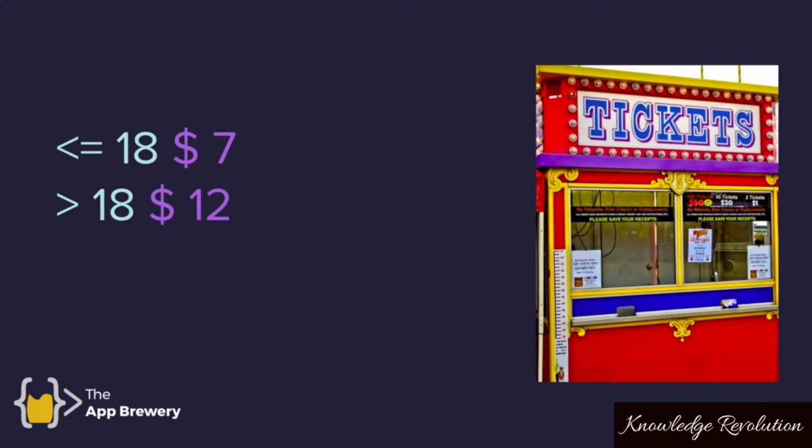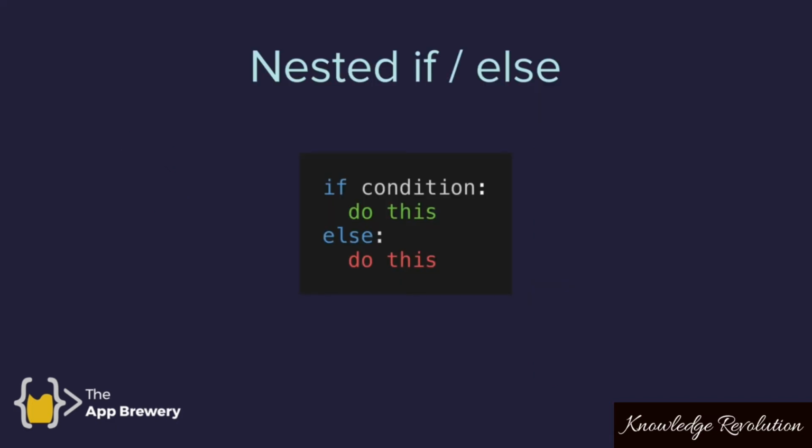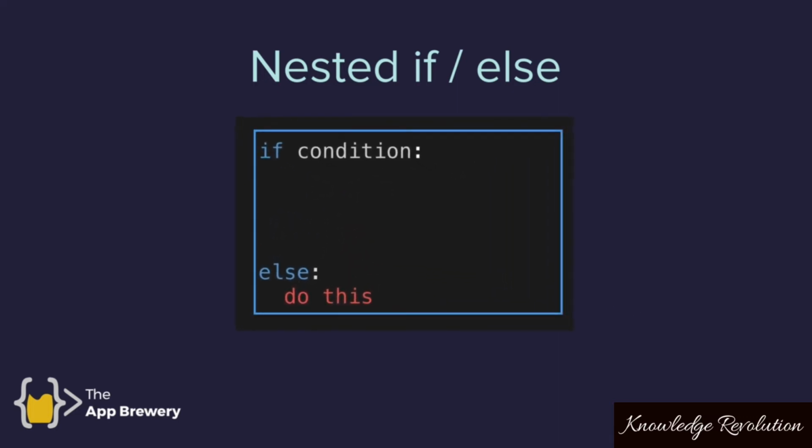So how can we represent this extra condition that we need to check for in our code? Well, we could use something called a nested if-else statement. We've seen our if-else statements look like this, where it's only got 2 choices. If this condition is true, do this, otherwise do that. But in a nested if statement, once the first condition has passed, we can check for another condition. And then we can have another if-else statement inside this if condition.